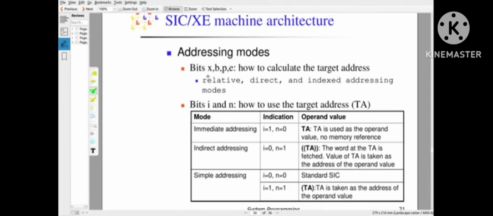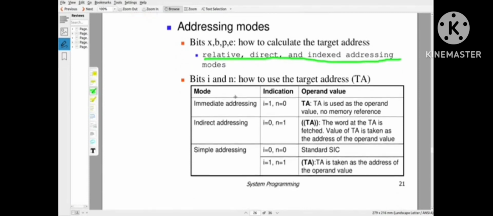Bits X, B, P, E are already discussed. So that will represent relative, direct and index addressing mode. These are the 3 major classes of addressing modes that can be represented by using X, B, P and E of the format 3 or format 4. Then I and N are used for representing these classes of addressing modes.